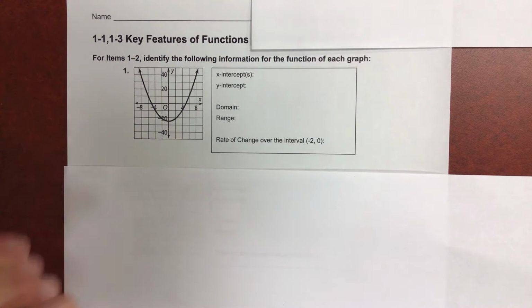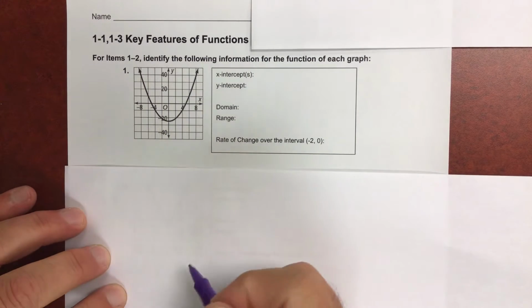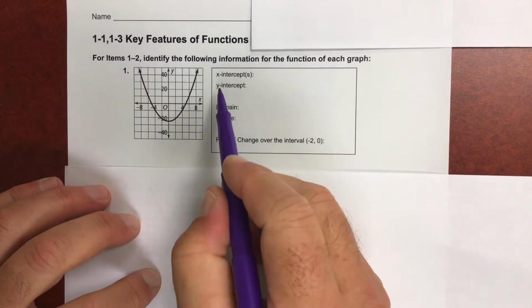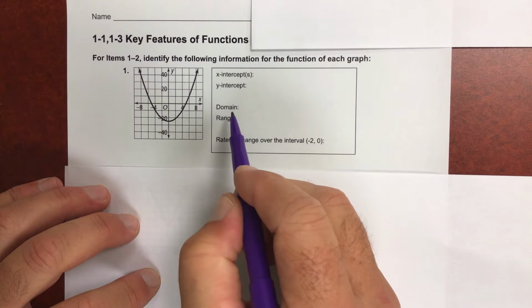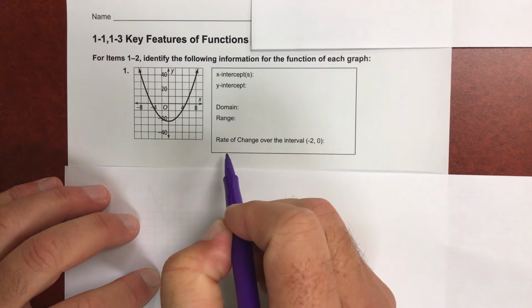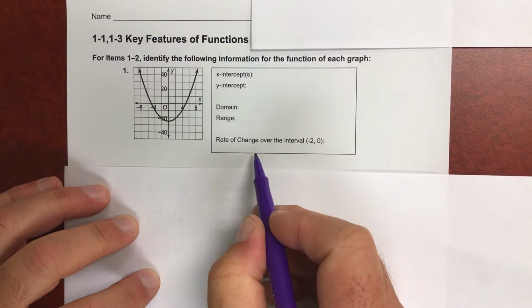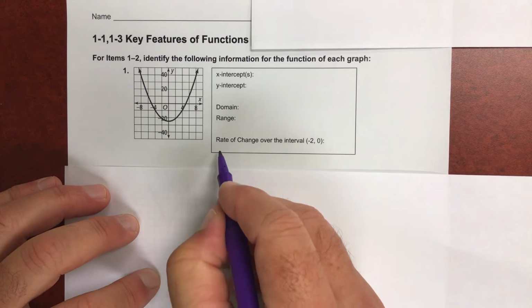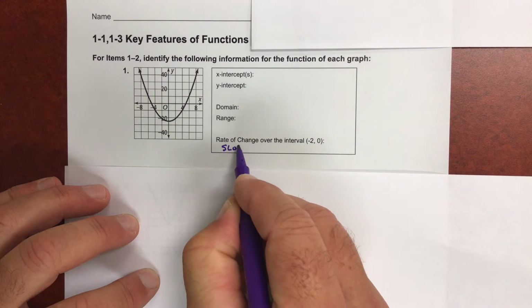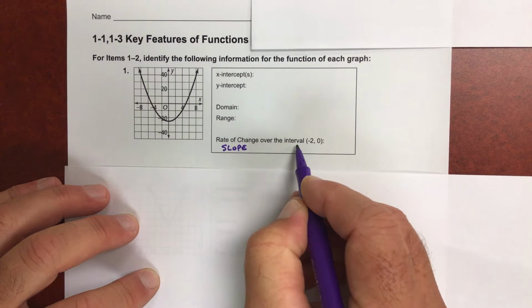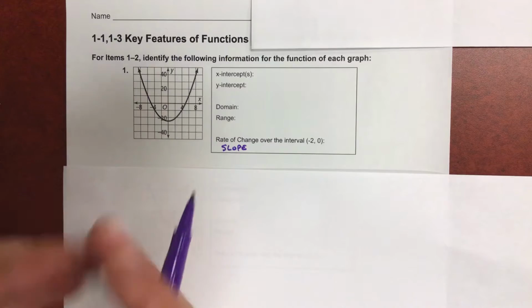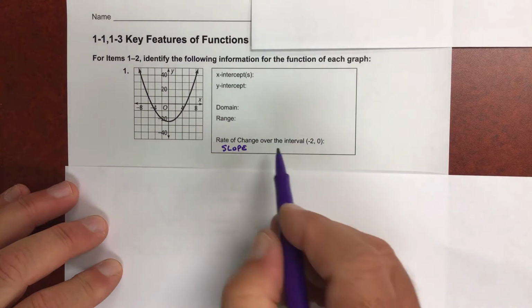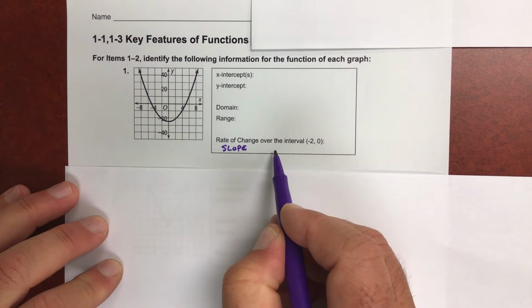Today we're going to talk about the key features of functions. And you can see that I've got them listed here. X-intercepts, Y-intercept, the domain, the range, and sometimes they're going to ask for the rate of change, which is also known as slope, for an interval between -2 and 0, so for a portion of the graph. That's what they're looking for here.